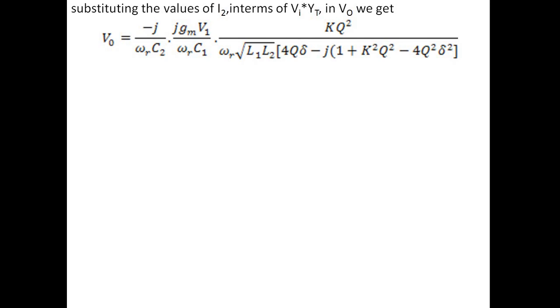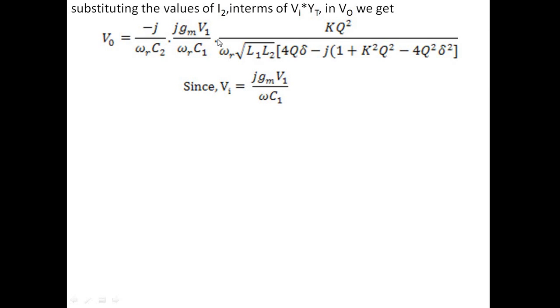We know the formula for Yt, which is equal to I2 divided by Vi, because here we are using Vi as an input voltage. Then you write the formula for I2, which is equal to Yt into Vi. This is the formula, where Vi is equal to J Gm V1 divided by omega R into C1. This is from the basic circuit we have drawn in the earlier case. Now in this case we are having both V0 as well as V1.